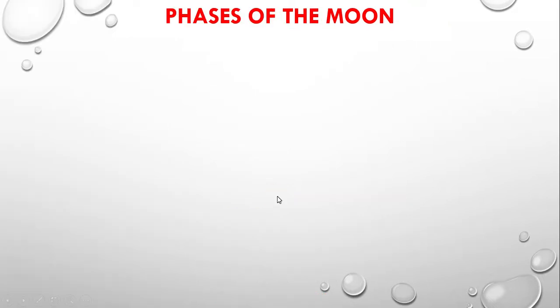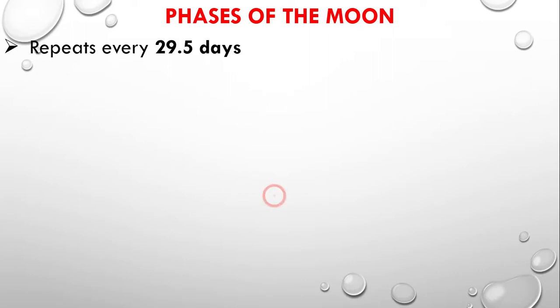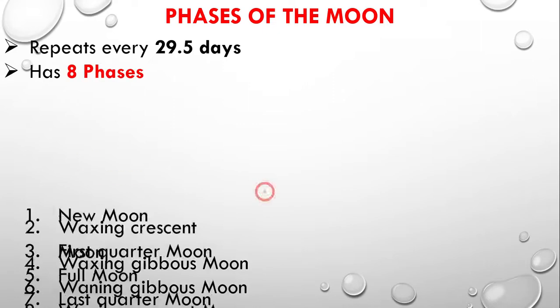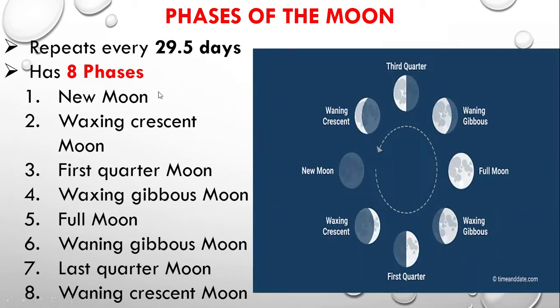Now let's talk about the phases of the moon. There are 8 phases of the moon. The phases of the moon repeat every 29 and a half days. So again, there are 8 phases. We have here the new moon. New moon is not visible during the night. We can't see the new moon during the night. And a solar eclipse only happens when there is a new moon. If there is no new moon, a solar eclipse will not happen.